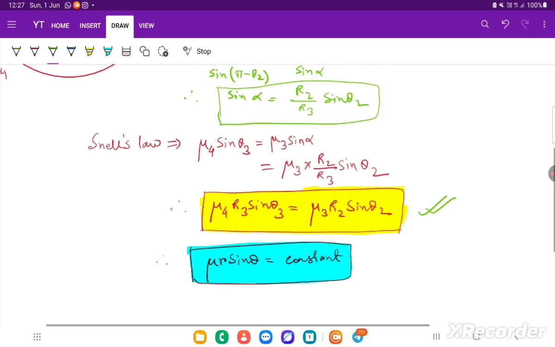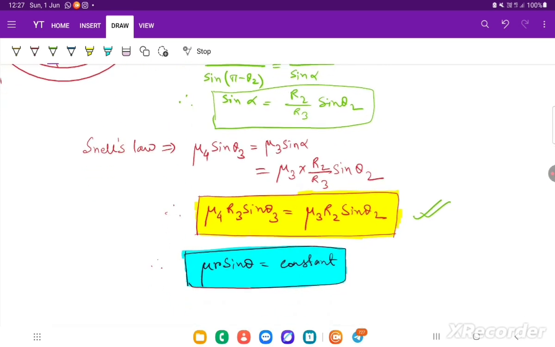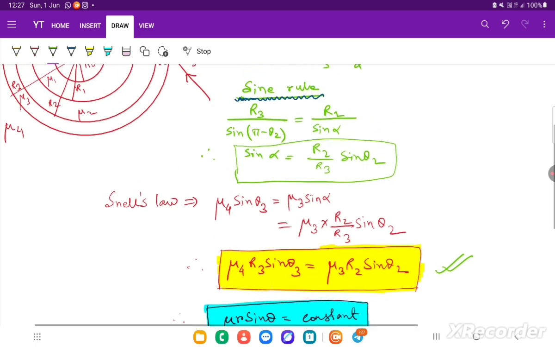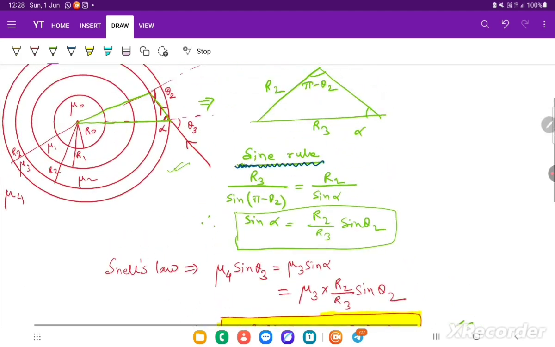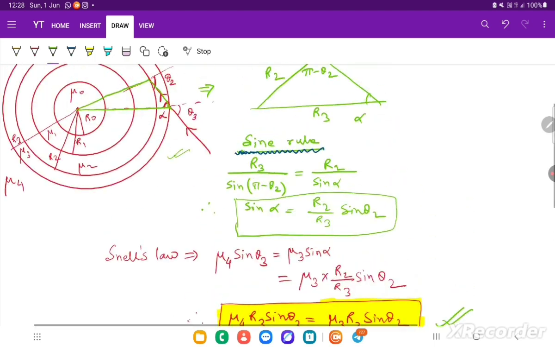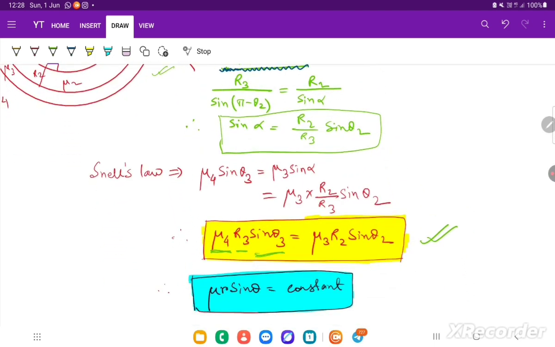So what is the significance of this result? Mu into some radius into sine theta is constant. Let me explain these three terms. The mu is from the medium the light was traveling in earlier. For this case it was traveling in the mu4 refractive index medium, so I have written mu4. It is incident on the boundary of another medium. What is the radius of that medium? That is r3, so I have written r3 here. And what is the angle of incidence? It is θ3, so I have written the sine of that angle.